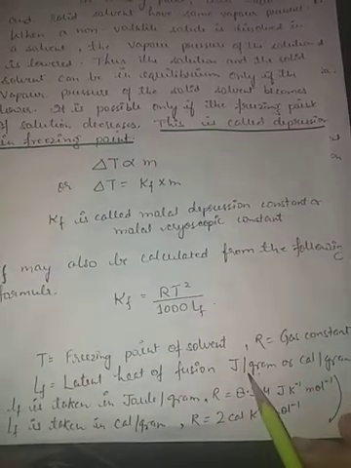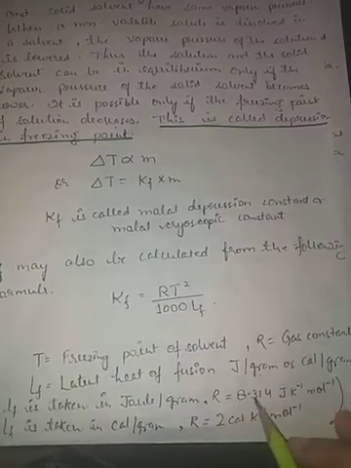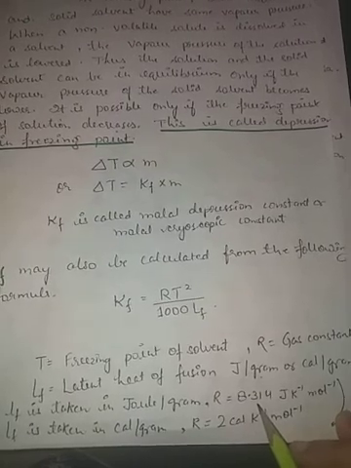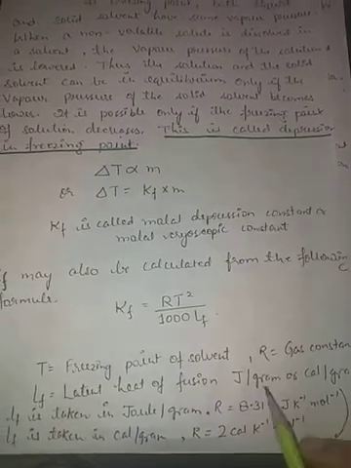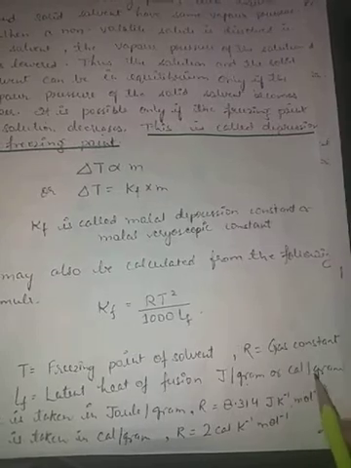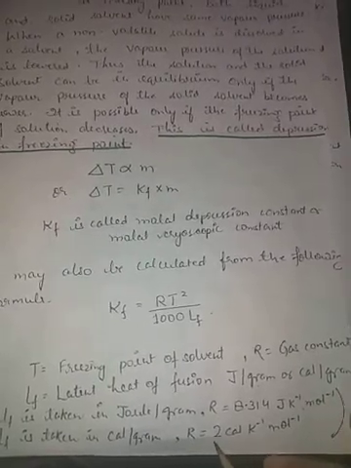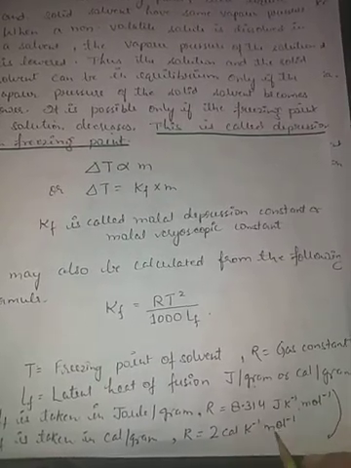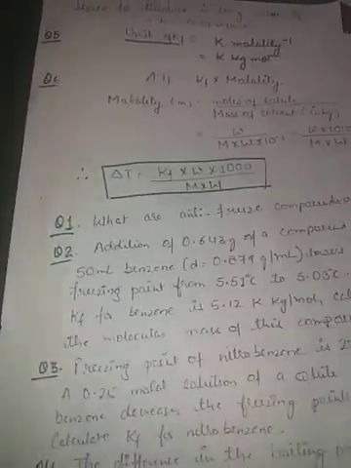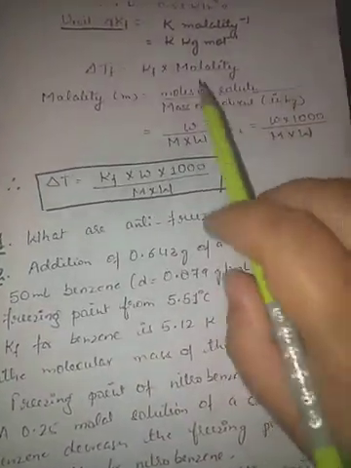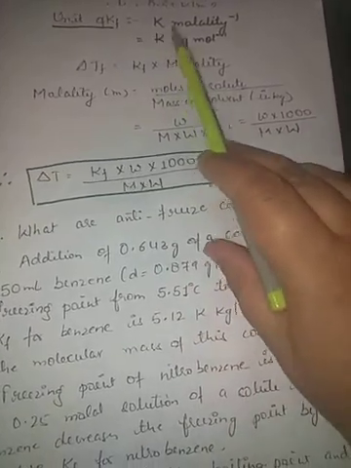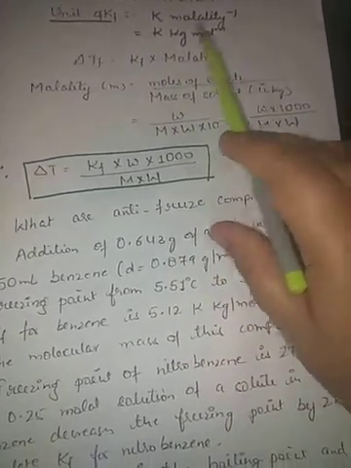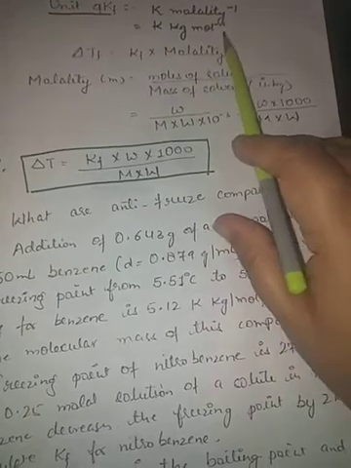If this Lf is in joule per gram, then the value of R will be 8.314 joule Kelvin inverse mole inverse, and if it is taken in calorie per gram, then the value of R will be 2 calorie Kelvin inverse mole inverse. It will be given in the question paper itself. Now the unit of Kf is Kelvin molality inverse or Kelvin kg mole inverse.